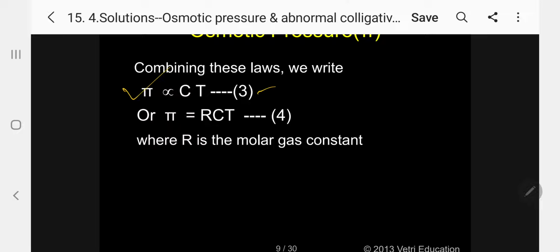Or in order to equate, let me put a constant R. R is the proportionality constant, or molar gas constant. This is the important equation we are interested in here. As usual, osmotic pressure is also a colligative property. We are going to prove it later. By measuring the osmotic pressure, we are going to determine the molecular weight, as in the previous three cases. So here R is the molar gas constant.